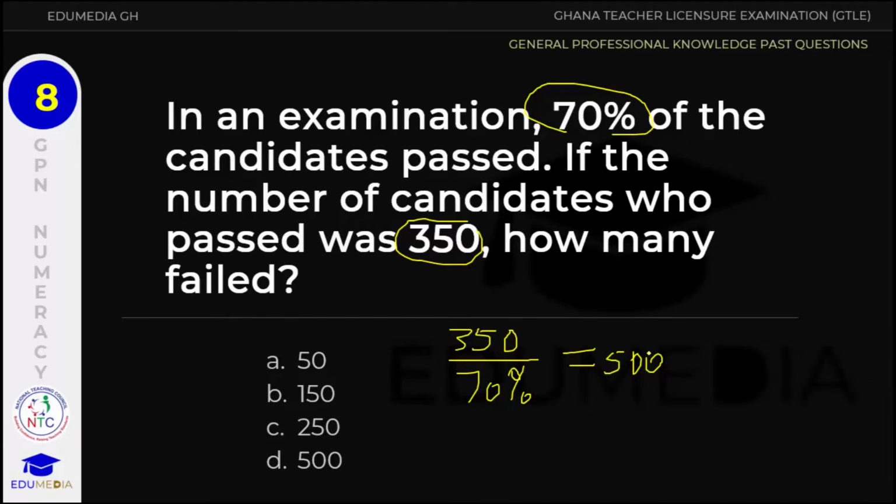It means the total number of students that sat for the exam, or candidates that sat for the exam, is 500. And 70% of this 500 is the 350 that passed. Now, obviously, it means that 30% could not pass, they failed. So we can do our 30% on this 500. That will give us the number of candidates that failed the exam. And here, the answer is 150. That is B, 150.